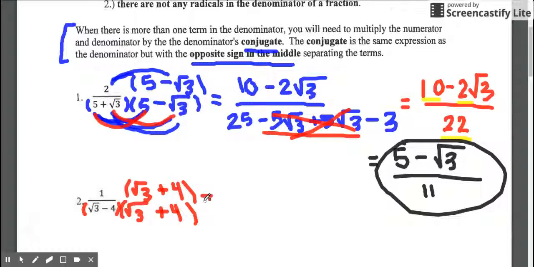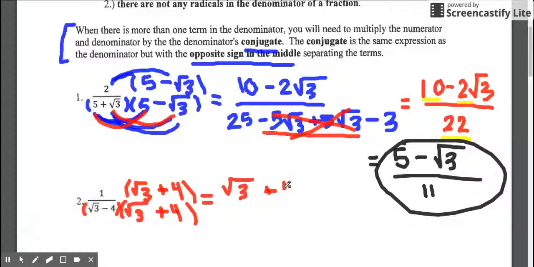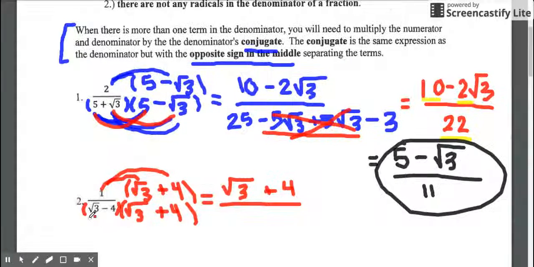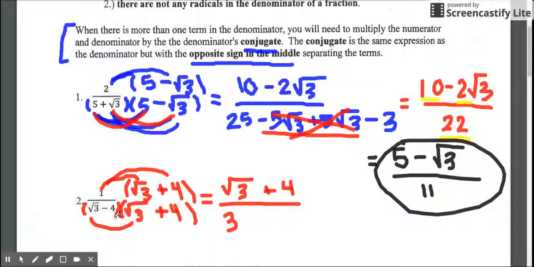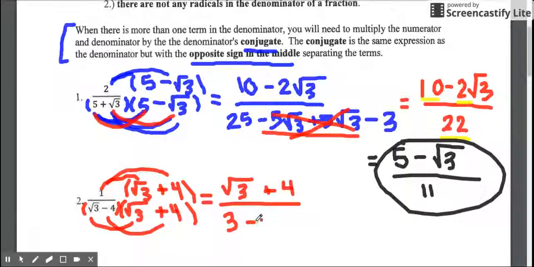In the numerator, when I do this, 1 times root 3 is root 3 plus 4. So that was just me distributing the 1, makes it stay the same. Now that's over. When I do this, remember, I can just do the first and the last because the outer and inner should cancel if you set it up right. If you're not confident you set it up right, you might want to do all the steps. But root 3 times root 3, that's just plain old 3. Because a root times a root gets rid of the root. And then negative 4 times positive 4 is negative 16.